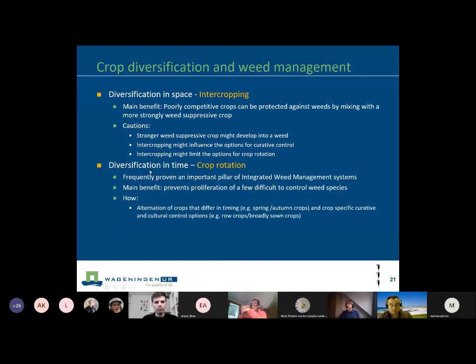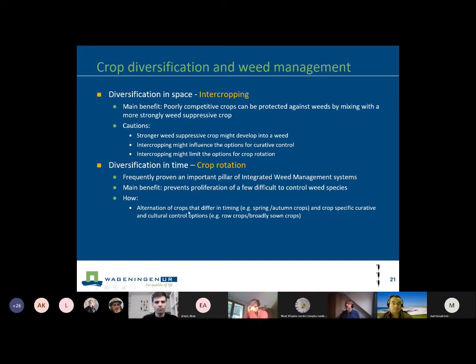And so apart from diversification in space, we also have diversification in time, that's crop rotation. And crop rotation, I've not discussed it here, but it has frequently proven to be a very important pillar of integrated weed management systems. And the main benefit here is that it prevents the proliferation of a few difficult to control weed species. We get a much higher diversity in weed species if we are making use of a crop rotation, but usually those weeds are found at relatively low levels.